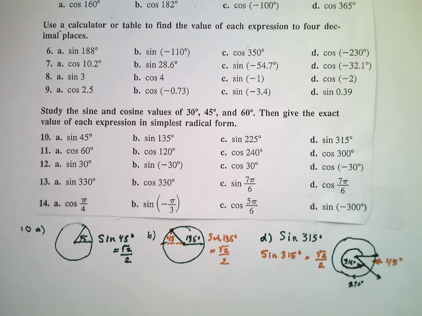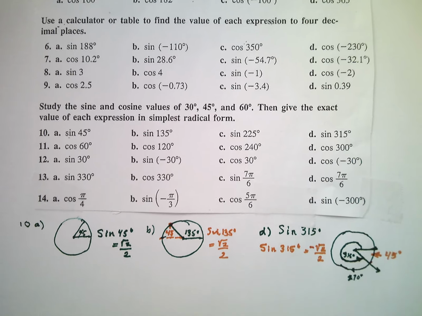In this location, would it be a positive or negative value? Well, we are coming out of the circle down below center. This would have to be a negative square root of 2 over 2.